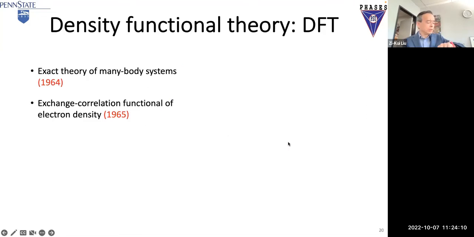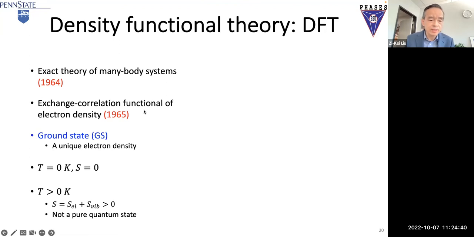All right, so I have one slide to go through density functional theory. As I mentioned, quantum mechanics in the 1920s, 40 years later, Kohn and his coworkers published a paper in 1964 about the exact theory of many body systems. In 1965, they developed the exchange correlation functional to solve those equations, to get an electron density of the state. And now the classic ones, you can do the ground state at zero Kelvin, you can calculate the unique electron density, so it can give you the ground state.